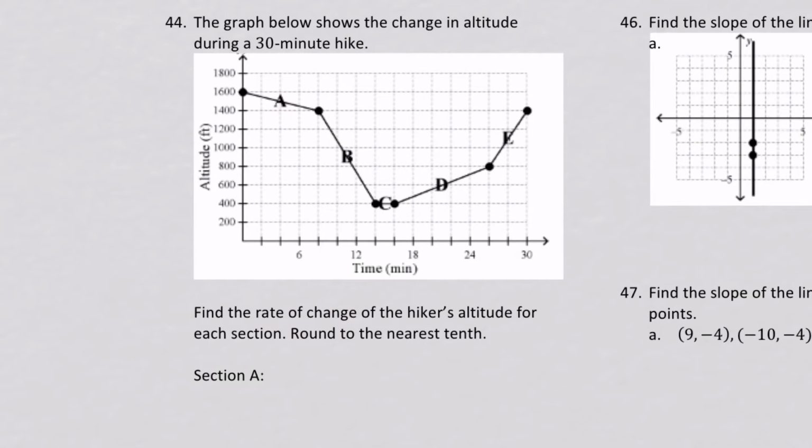Okay, now the rate of change, if you recall, in a graph is basically the slope. Okay, the rate of change is the slope when we're talking about a graph, how steep the graph is. So we're basically, in this case, looking for the slope for each section. And each section is going to be different because they all look like they have different steepness, right? So let's start with section A.